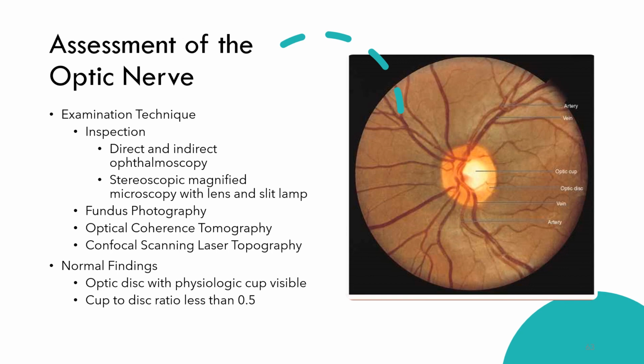We have the assessment of the optic nerve. Again, a few things at our disposal as far as techniques to examine it. We have inspection with direct and indirect ophthalmoscopy, stereoscopic magnified microscopy with lens and a slit lamp, fundus photography, optical coherence tomography, and confocal scanning laser topography. Our normal findings are an optic disc with a physiologic cup and a cup to disc ratio less than 5.